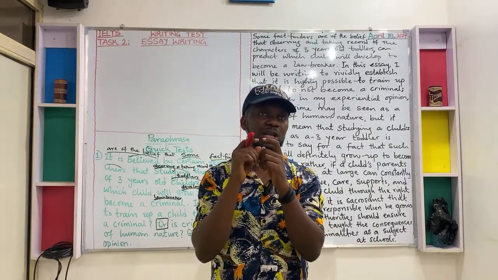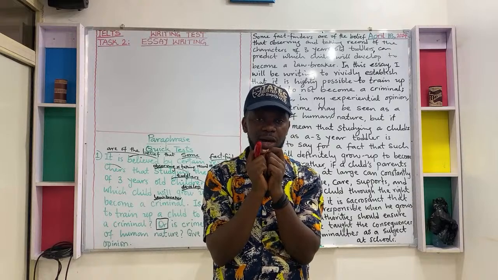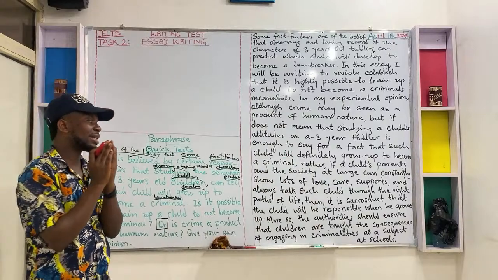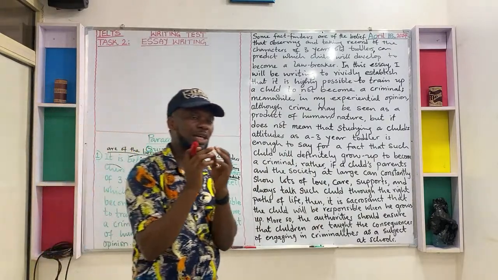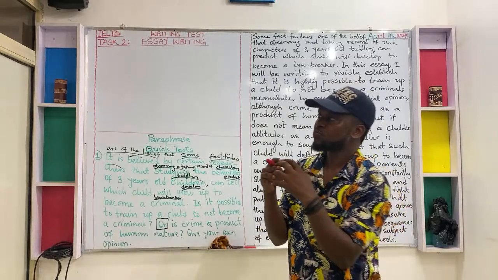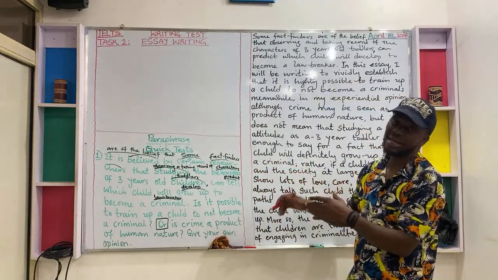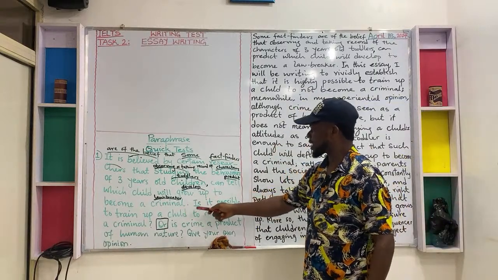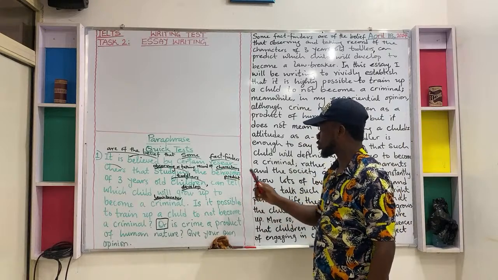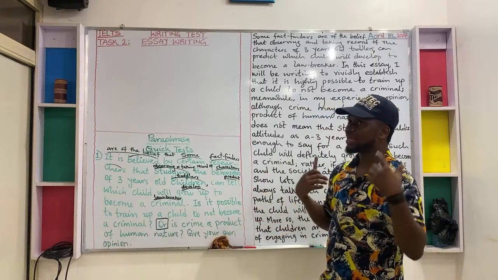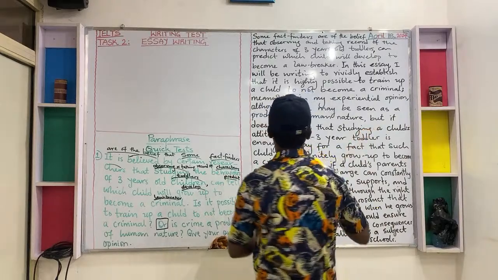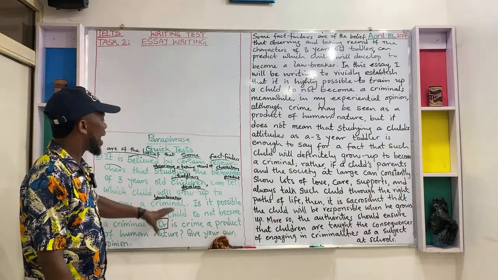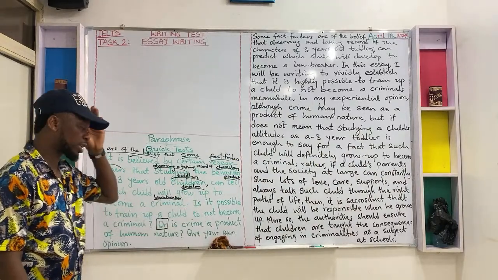So we read the question and we understood what it was all about, and we decided to plan our essay. Planning our essay, we had to draft out a couple of points to support the position, or the path, we have decided to take. So here it says, is it possible to train up a child to not become a criminal? And we are like, yes, it's possible. So we had to draft out a number of points that we're going to use to establish why it is possible to train up a child to not become a criminal.